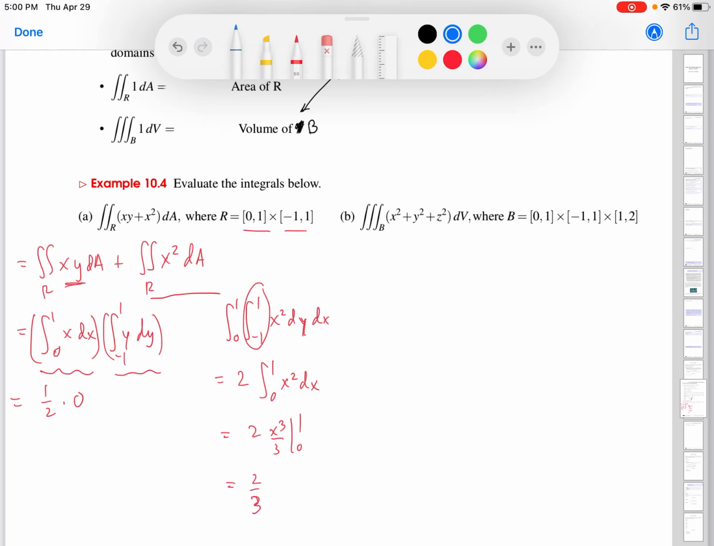Okay, so I have calculated these integrals separately, and my property of integrations, the first one we talked about, tells me that this whole integral is the sum of these other two. So then my final answer is this plus this, so just 2/3.